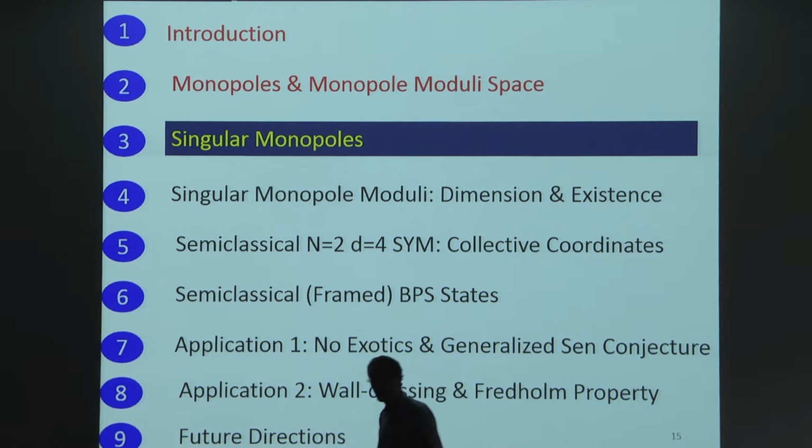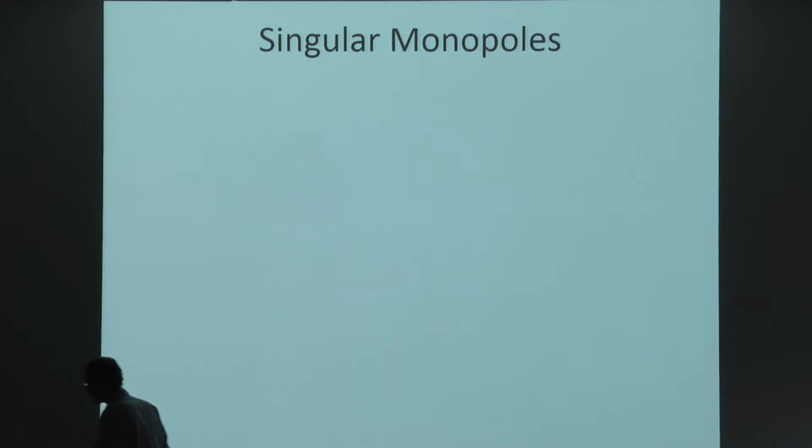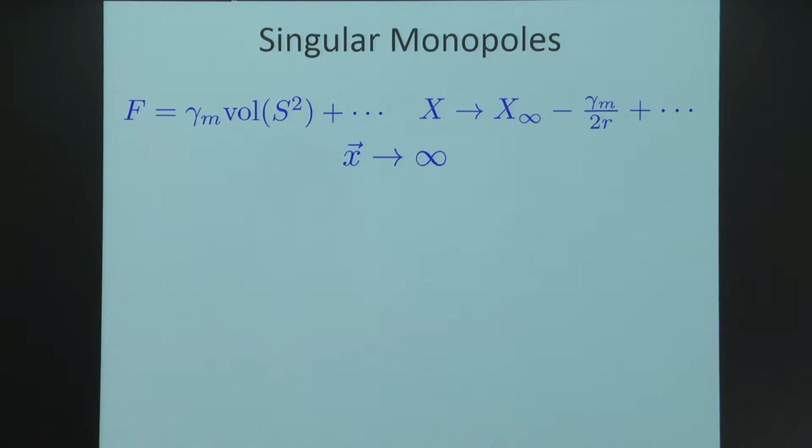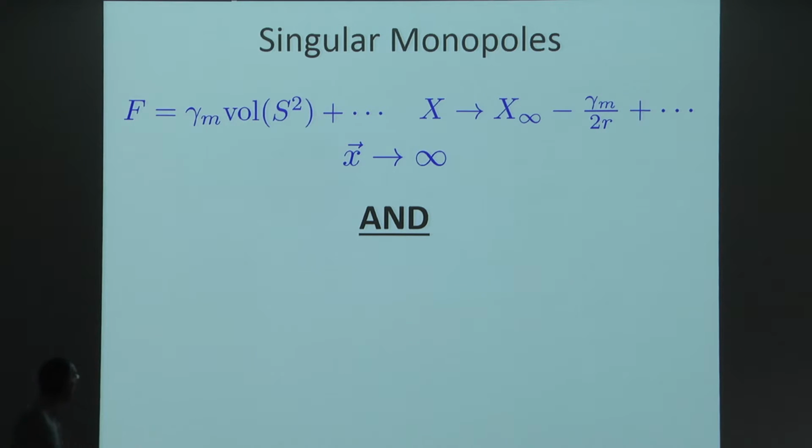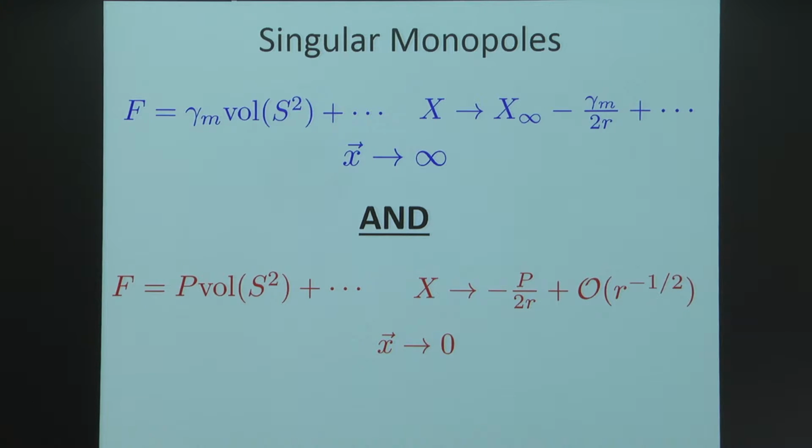Okay, so now let's talk about singular monopoles. So we again are looking at solutions of the Bogomolny equations with the same kind of boundary conditions at infinity, and we choose a point where our singular monopole sits, and we also say that as x goes to 0, that point's the origin, then F is again proportional to the volume of a 2-sphere with some element of the Lie algebra, the 't Hooft charge p, and the Higgs field has a simple pole proportional to p.